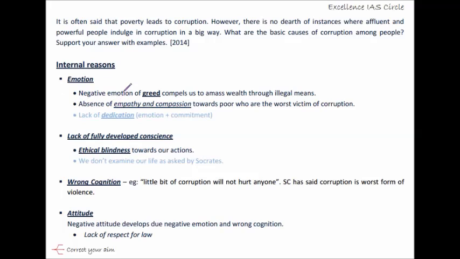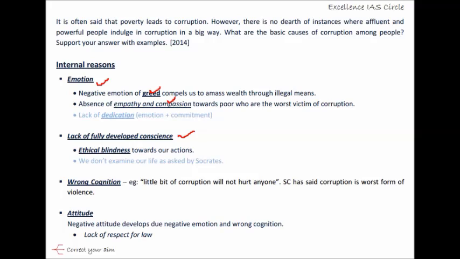If you want to talk about the causes of corruption, the first and foremost is emotion in the internal reasons. Emotion like greed drives us to do corruption. Absence of positive emotion like empathy and compassion makes us more prone to corruption because we don't feel the pain of others. We don't realize the consequences of our actions. Then you can talk about other emotions.